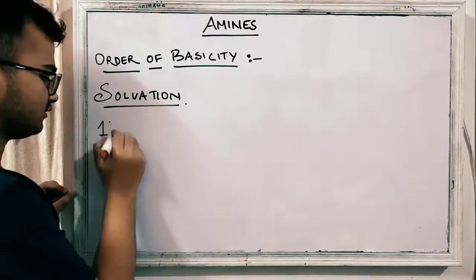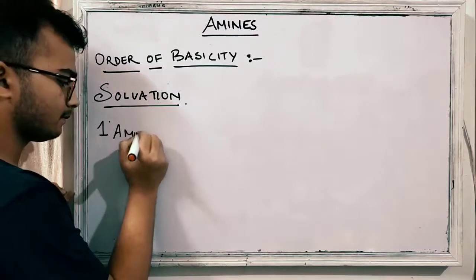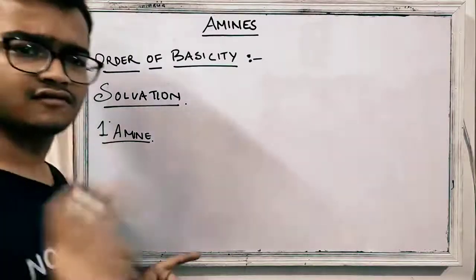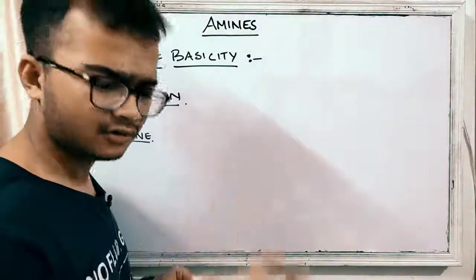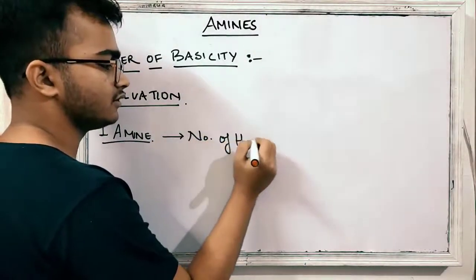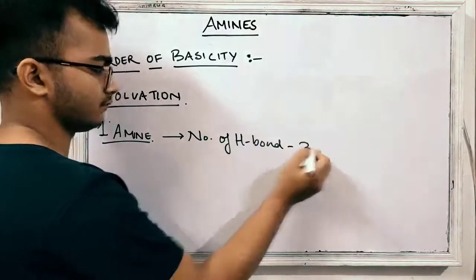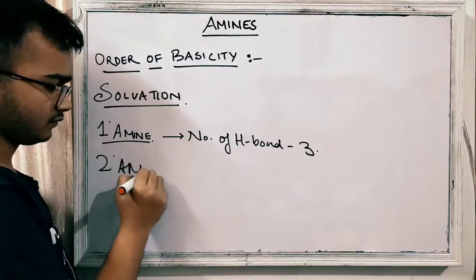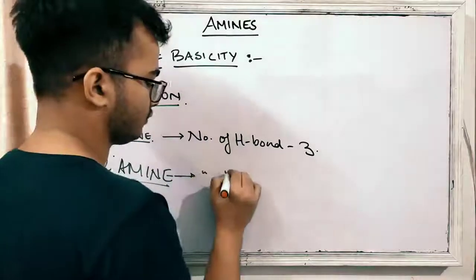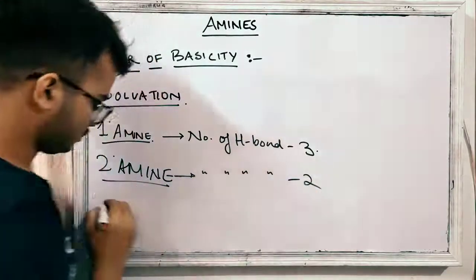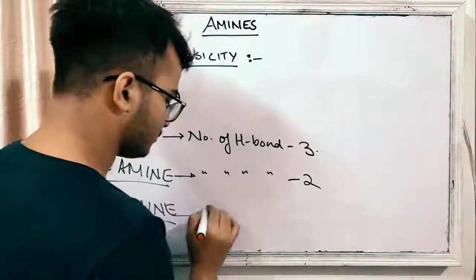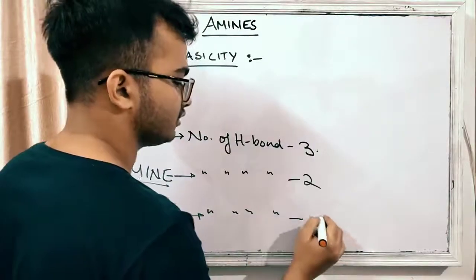So what happens for solvation when you take 1 degree amine? If you see the structure of 1 degree amine, how many H are present there? There are 3 H present, so the ability to form 3 hydrogen bonds obviously. So for 1 degree amine, the number of H bonds is 3. For 2 degree amine, the number of hydrogen bonds is 2, and for 3 degree amine, the number of hydrogen bonds is 1.